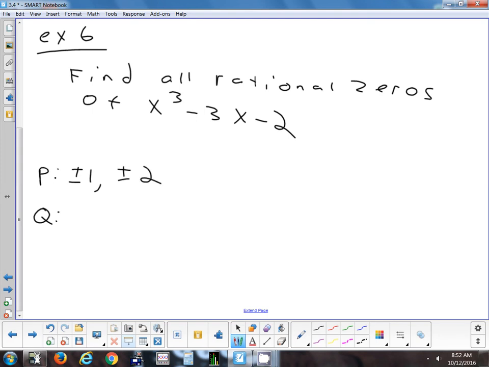Okay, and Q is the factors of what? The leading coefficient, which in this case is a 1. So what are your factors of Q? 1 and negative 1. So we're not going to have a lot of options here for roots.